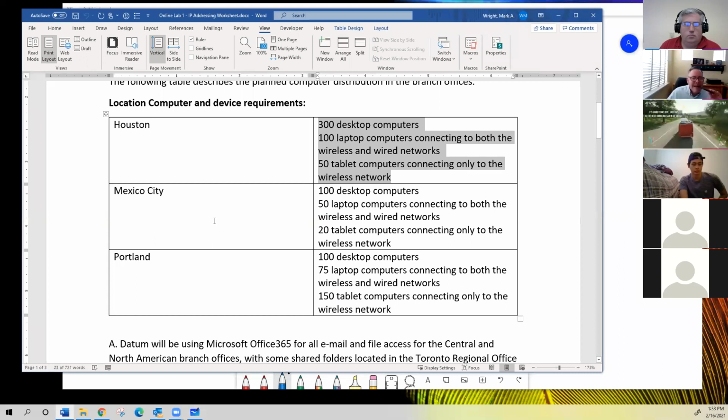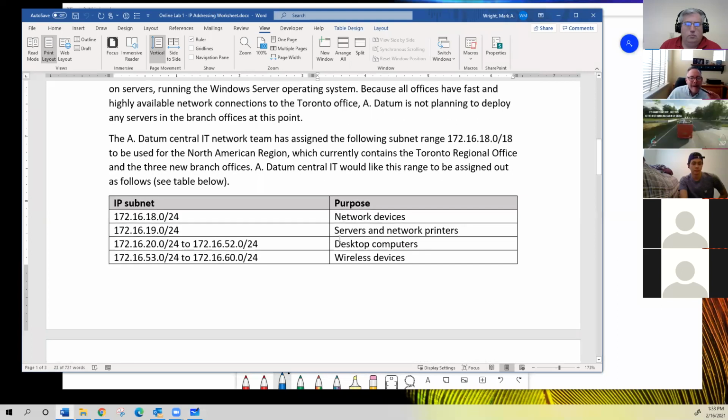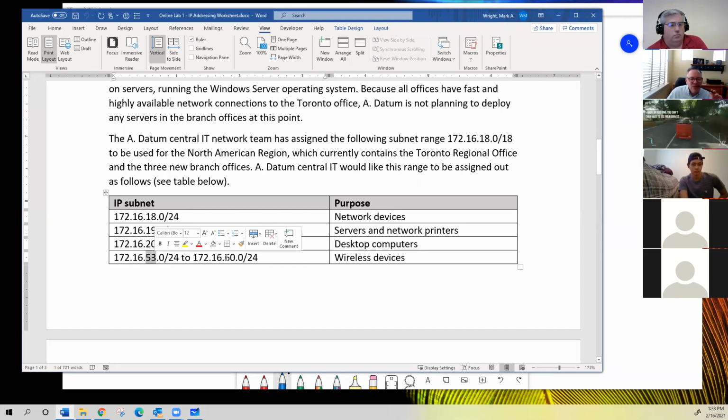And we're saying, okay, desktop computers, which is, think of that as wired. That's in this range, the 20 net to the 52 net. And then 53 net to the 60 net is for wireless devices.